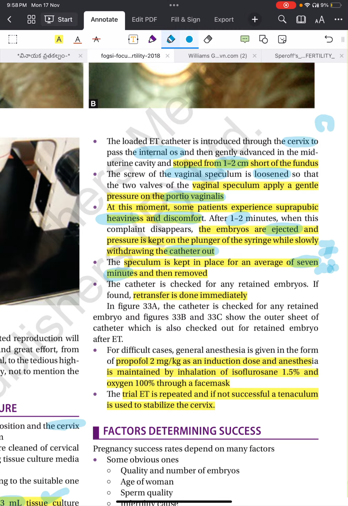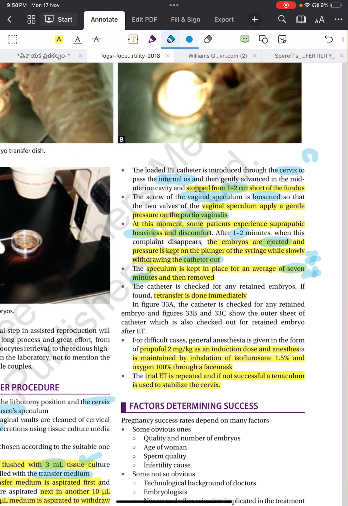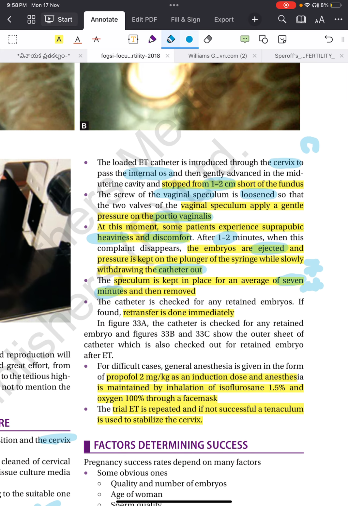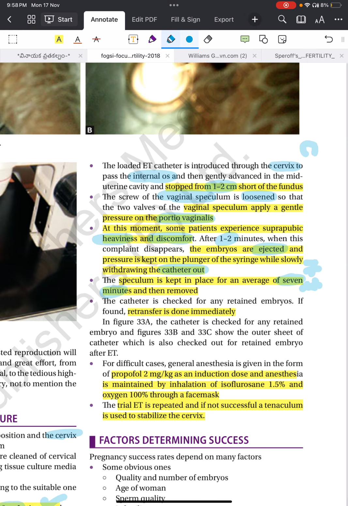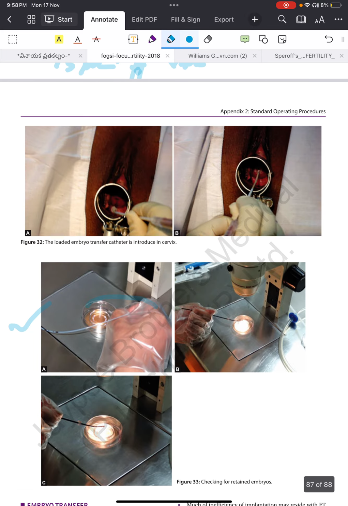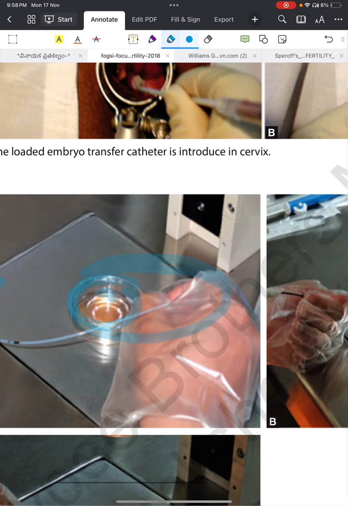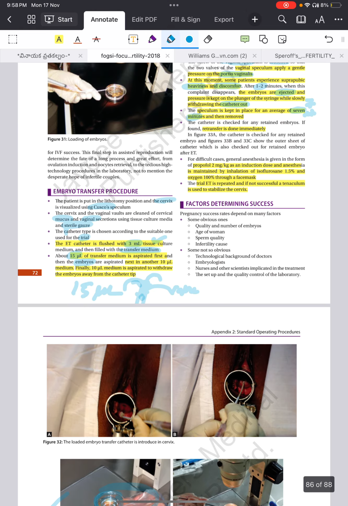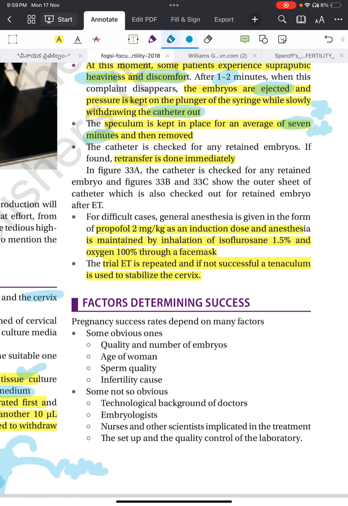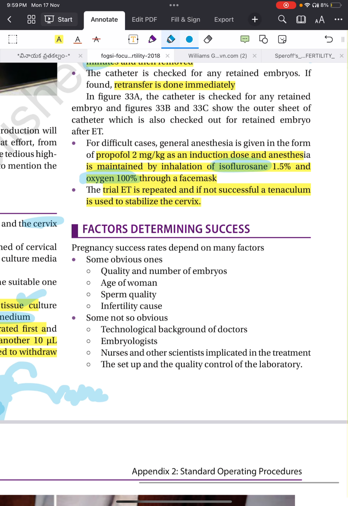The catheter is checked for any embryos. After removing it, we check under the microscope whether there are any embryos; if there are, you retransfer. If you see this image, after transfer they are checking whether any embryos are there or not, in the central well dish. For difficult cases, we can use general anesthesia, propofol, maintained by isoflurane, with 100% oxygen. The trial is repeated if not successful. A tenaculum is used to stabilize the cervix; if it is not successful, you use a tenaculum.